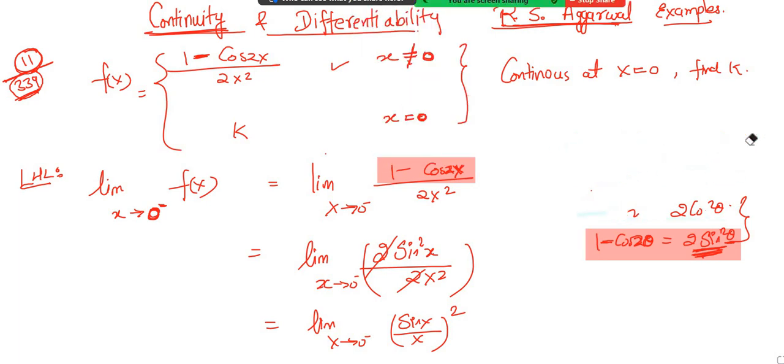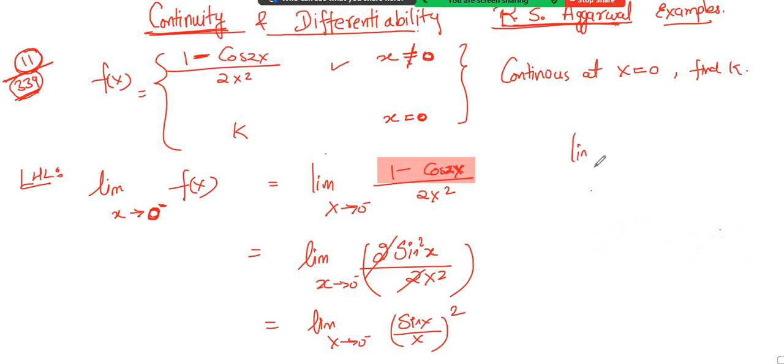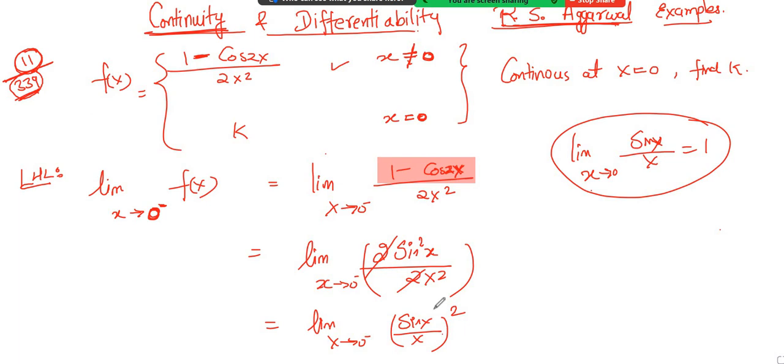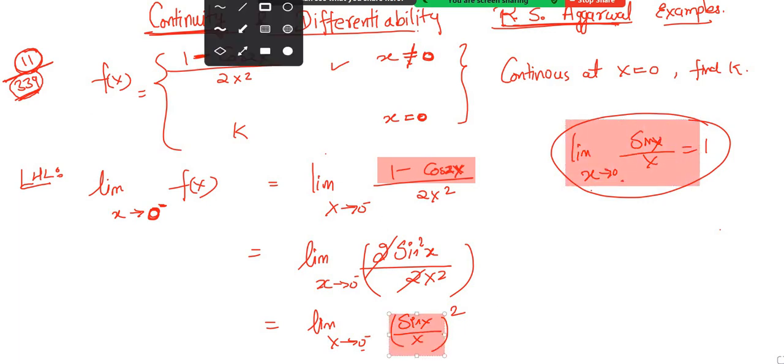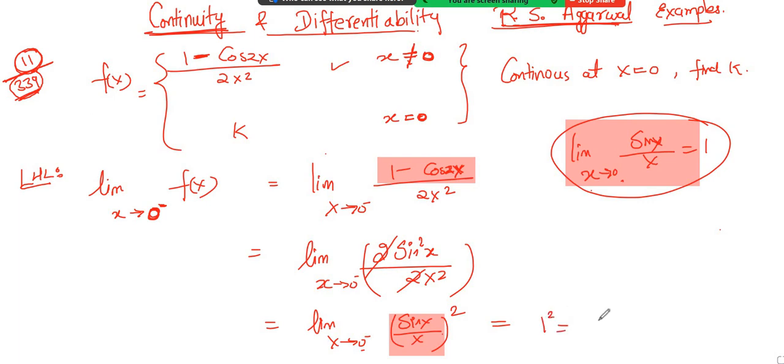Now you see here, there is one standard limit formula: limit x tending to 0, sin x by x is 1. So here it is matching. There is no need to use any formula or L'Hospital's method or anything else. We can observe directly that we are getting this form. It is a square, so the answer will be just 1 square, which is 1. So LHL is solved, and directly we are getting 1.